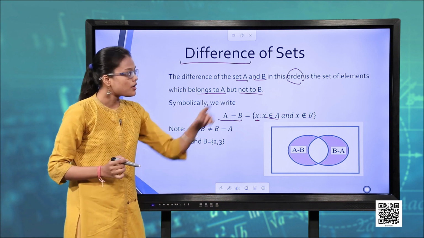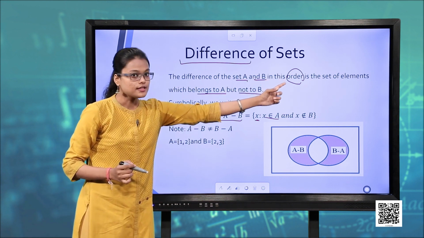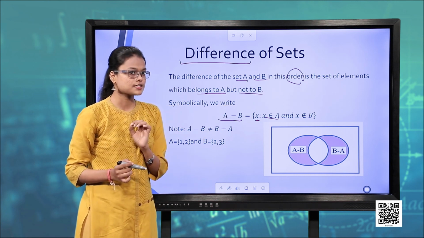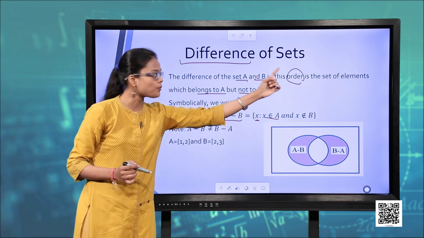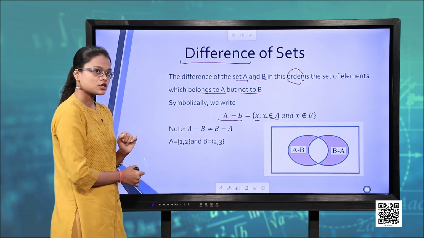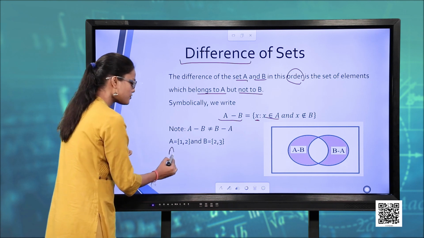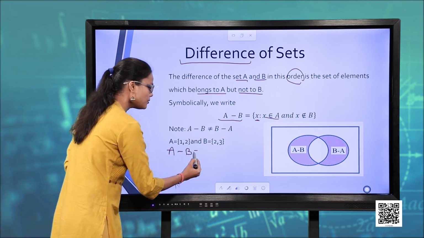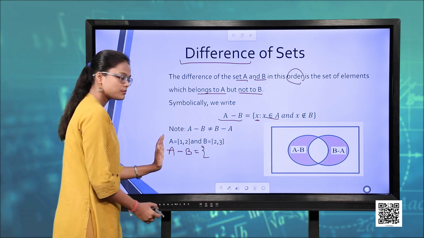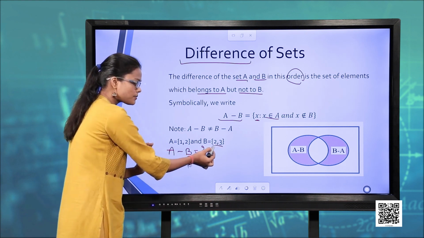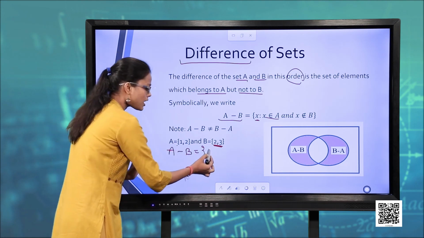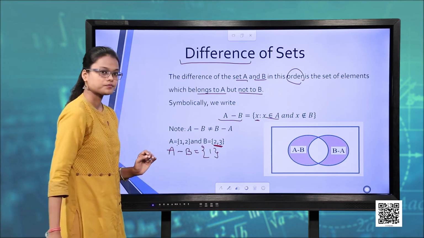Now, why have I said order? See this case. First, let us take an example and then observe why this order is important. A and B, we have taken two sets. If I say find A minus B, what will be the answer? I have to eliminate all those members of B which are coming in A. So, the answer will be 1.